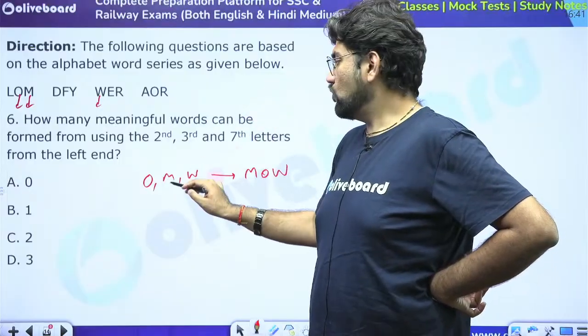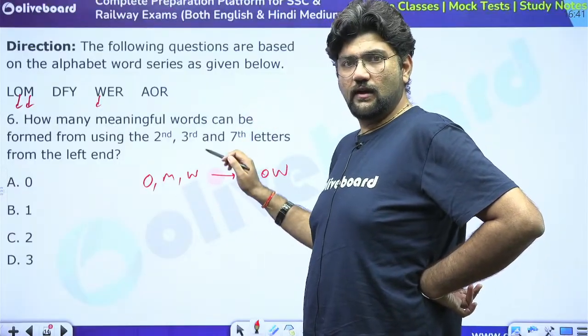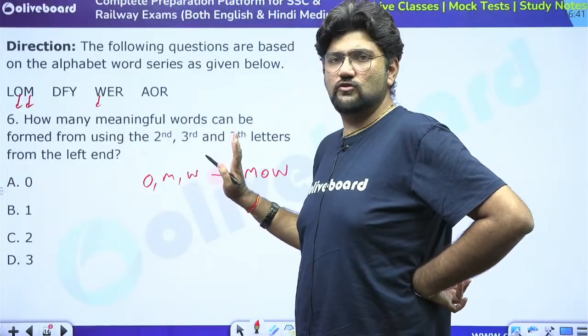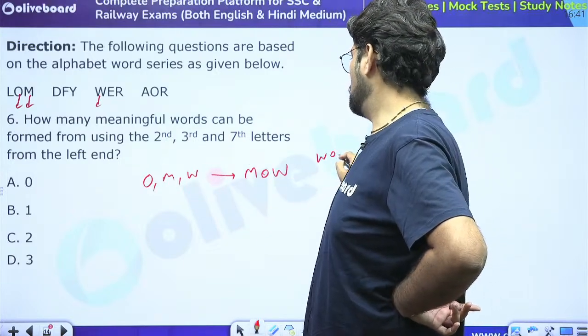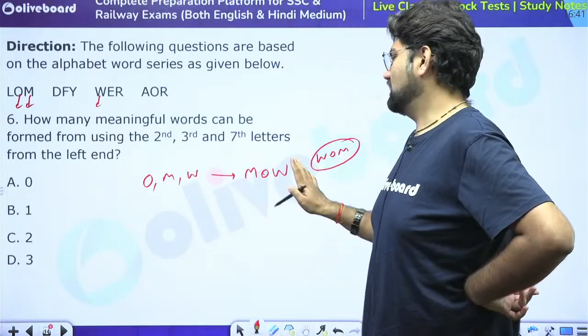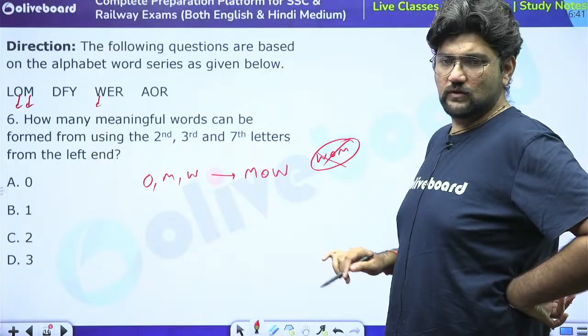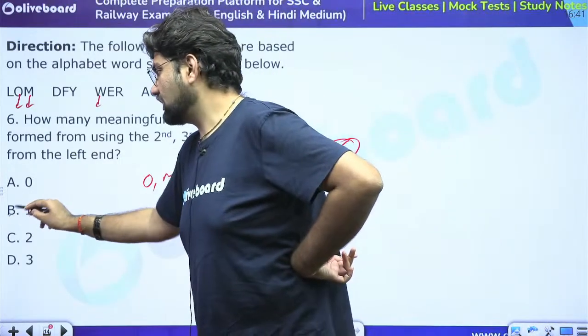What else can you form? Now you see there are 2 consonants here. Even if you try random combinations, you are never going to form a word. The only 2 possibilities you would see are mow and worm. Nothing else is going to make sense, and worm is also not a word here. So be confident, 1 is the correct answer here.